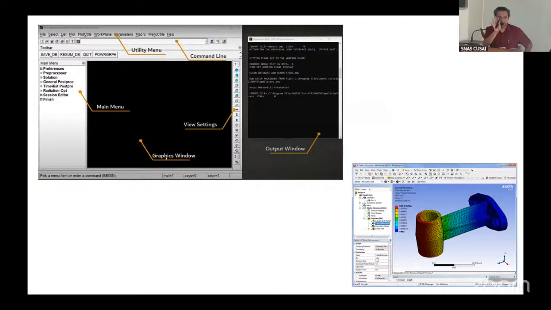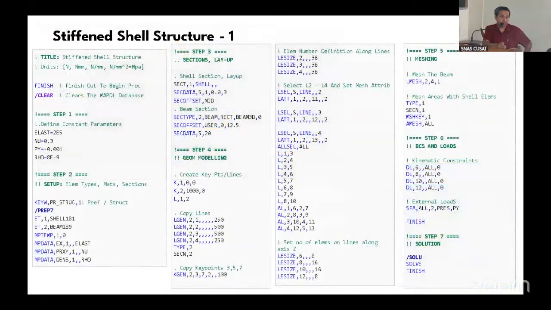You can start from scratch and do your modeling. Better, if you look here, there's a command line and you can write in APDL, the ANSYS Parametric Design Language, which is basically a Fortran-based language. You can write code to create your FE mesh. For example, this is for a differential structure, not the same thing as before. You can write code like this and do the complete analysis.